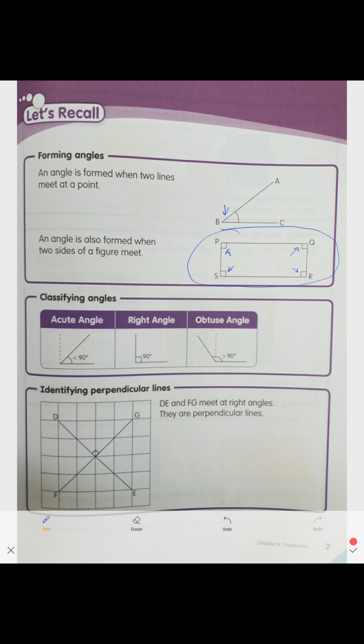Everything is straightforward. So classifying angles, we distinguish three types of angles: acute angle, right angle, and obtuse angle. So an acute angle is something that is less than 90 degrees, a right angle is 90 degrees, and obtuse is something that is more than 90 degrees.